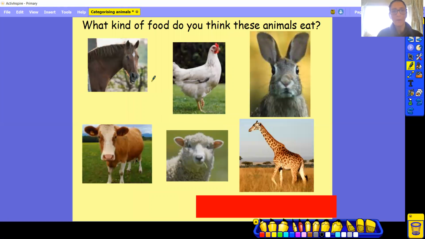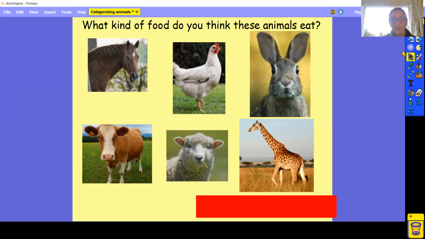So we've got a horse, we've got a chicken, we've got a lovely cute little bunny rabbit there. We've got a giraffe, a sheep with some food coming out of his mouth. Maybe that's a bit of a clue. And we've got a cow here. So again, I want you to have a think. What type of food do these animals need to survive? Have a pause, have a think.